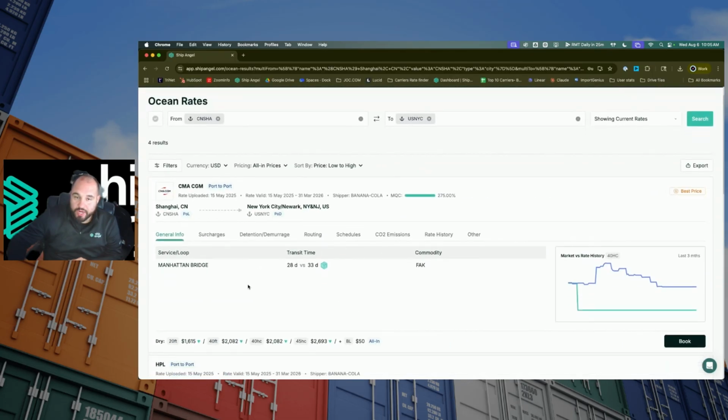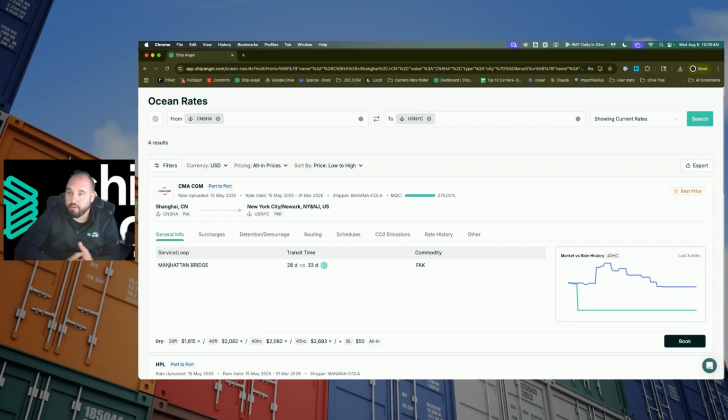Inside the rate cards, you get a lot of information that can help you understand your rates. And so we know this is a port-to-port rate with CMA. It was last uploaded in May. The actual validity of the rate is good until the end of March 2026. Additionally, we can understand what's the service that this is moving on.